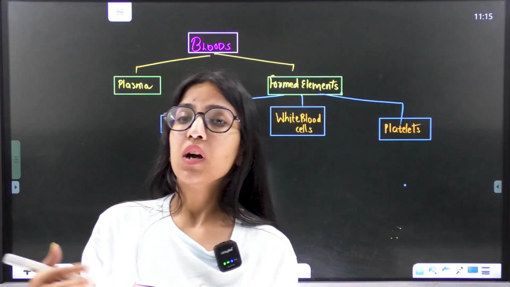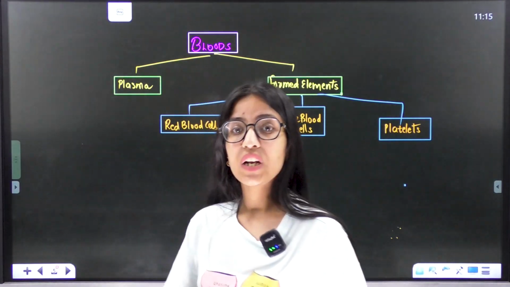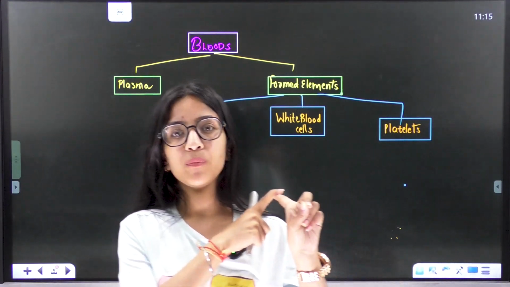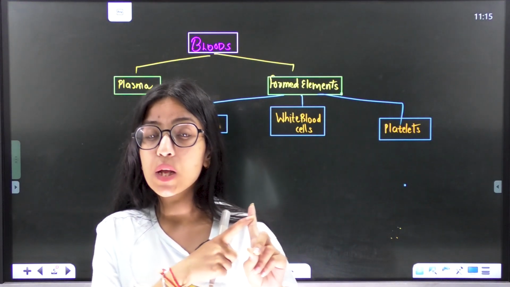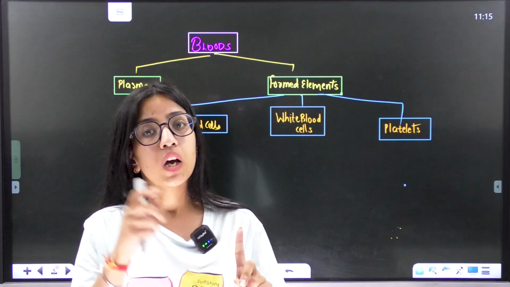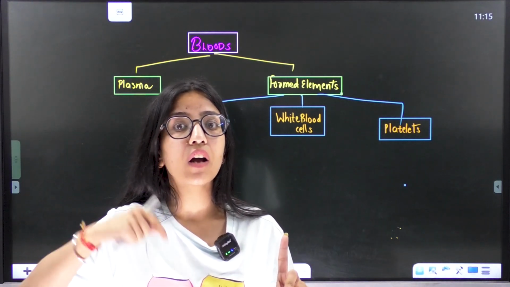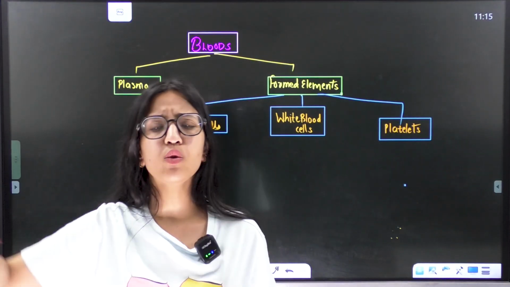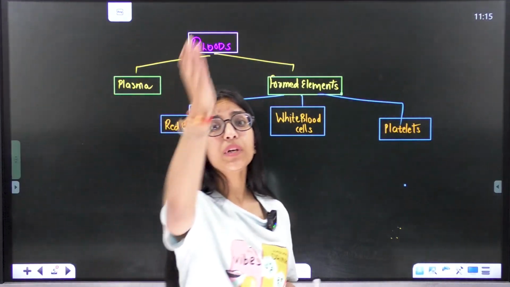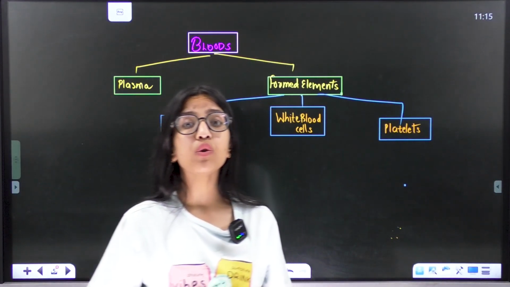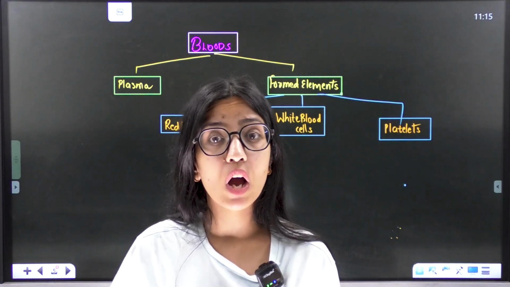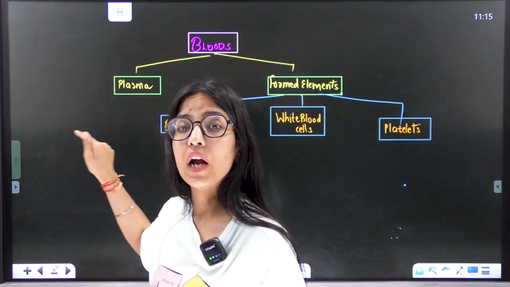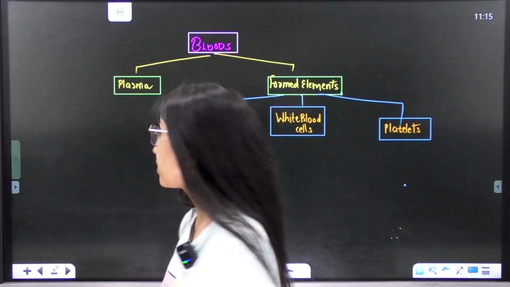So when we talk about RBC, in our case we have oval RBC. The shape is biconvex, but listen carefully. Our RBCs are non-nucleated. They do not carry any nucleus, but the RBCs of frog are nucleated. Only this is the difference between our RBC and RBCs of frog, right?